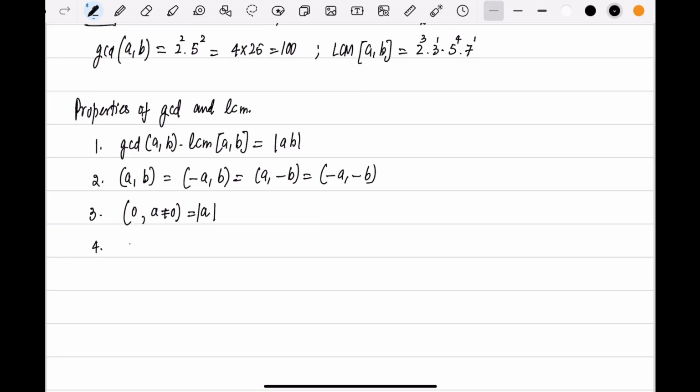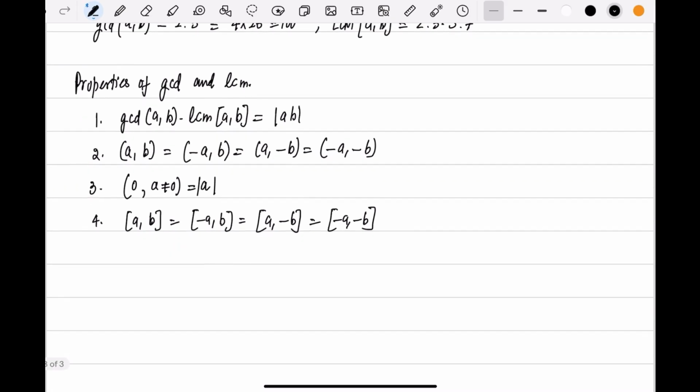And similarly, the fourth one, the LCM has the property: LCM of A comma B is equal to LCM of minus A comma B, which is equal to LCM of A comma minus B, which is equal to LCM of minus A comma minus B, provided both A and B are non-zero. For LCM, we need both A and B to be non-zero.